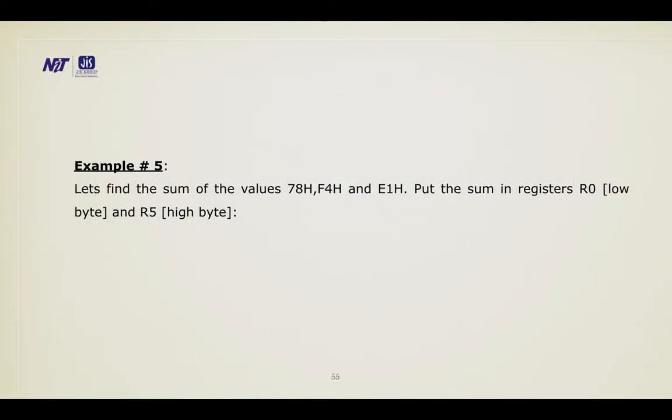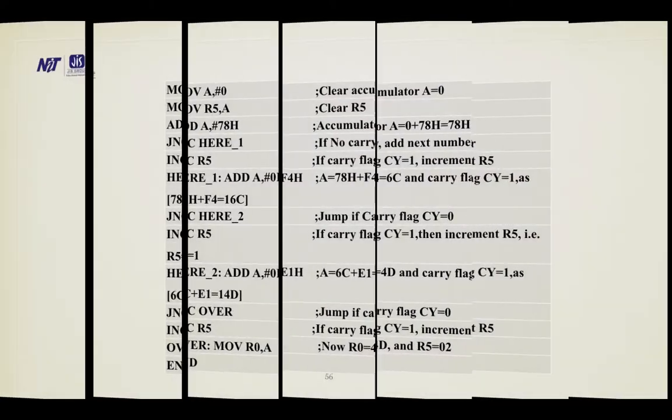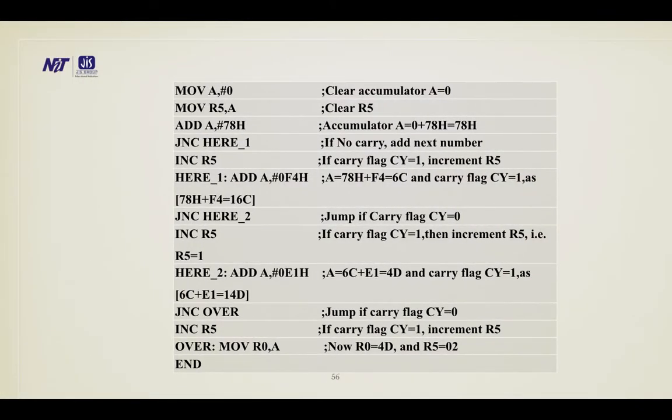Example 5. Let's find the sum of the values 78H, F4H and E1H. Put the sum in register R0 as the lower byte and R5 as the higher byte. MOV A, #0: clear the accumulator, A equals 0. MOV R5, A: clear R5. Then ADD A, #78H. Therefore A is equal to 0 plus 78H, that is 78H. JNC here1: if no carry, add the next number.